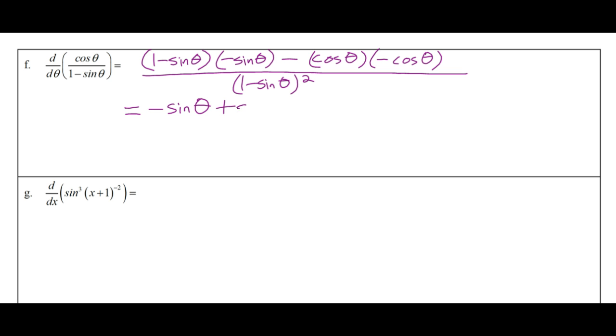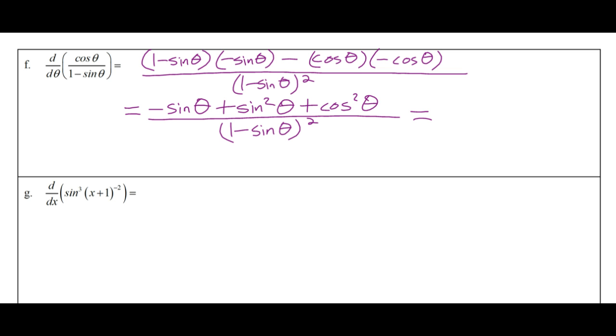Yeah, see, I'm not sure how to simplify. I got sine squared theta plus cos squared theta minus sine theta over. Wait, you got sine squared theta plus cos squared theta? Just one. Oh. What is that? It's one. It's just 1.